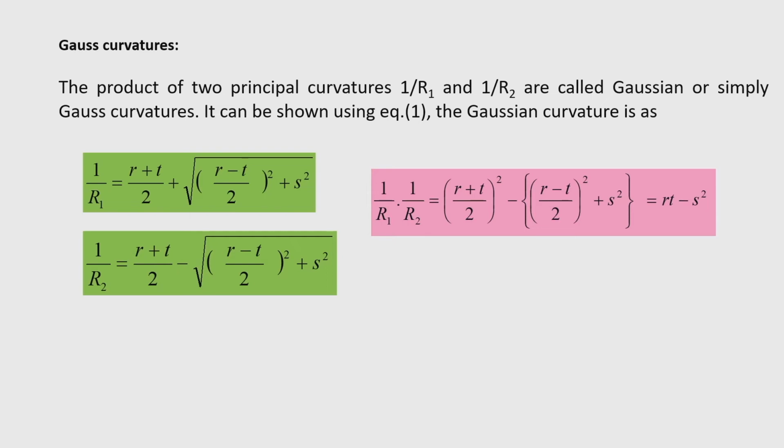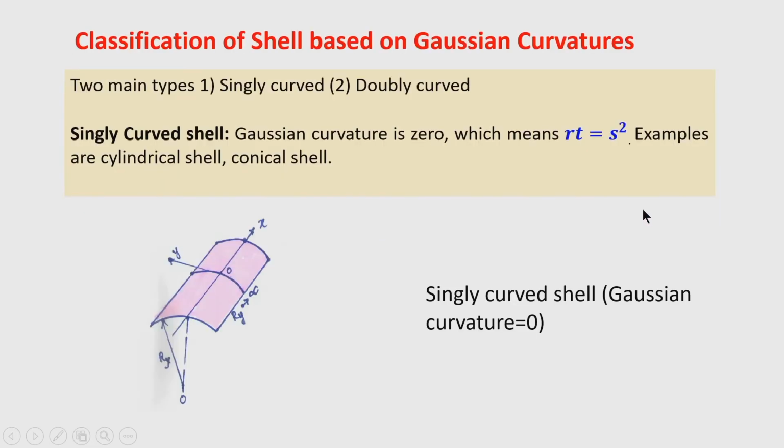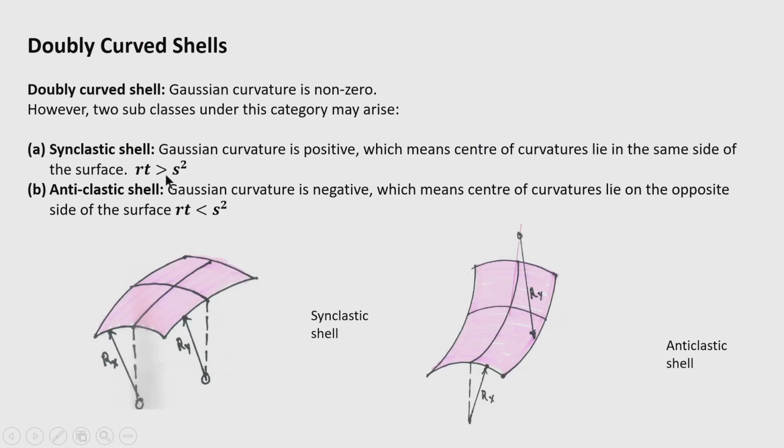In one case R t minus S square is greater than 0, in another case R t minus S square is less than 0. So, let us discuss what happens to the type of shell in these two cases. First, let us consider R t greater than S square. In that case we will find that the Gaussian curvature is positive, which means that the center of curvature lies on the same side of the surface.